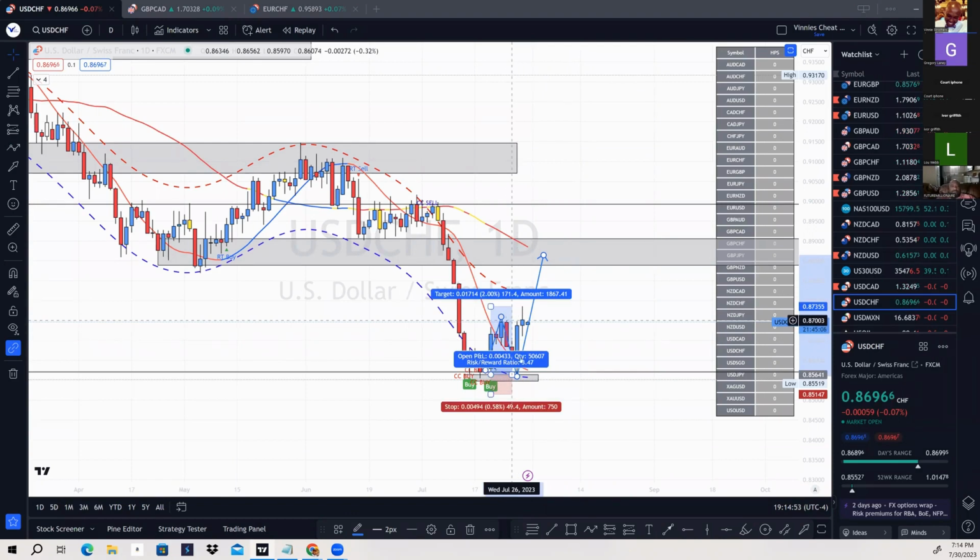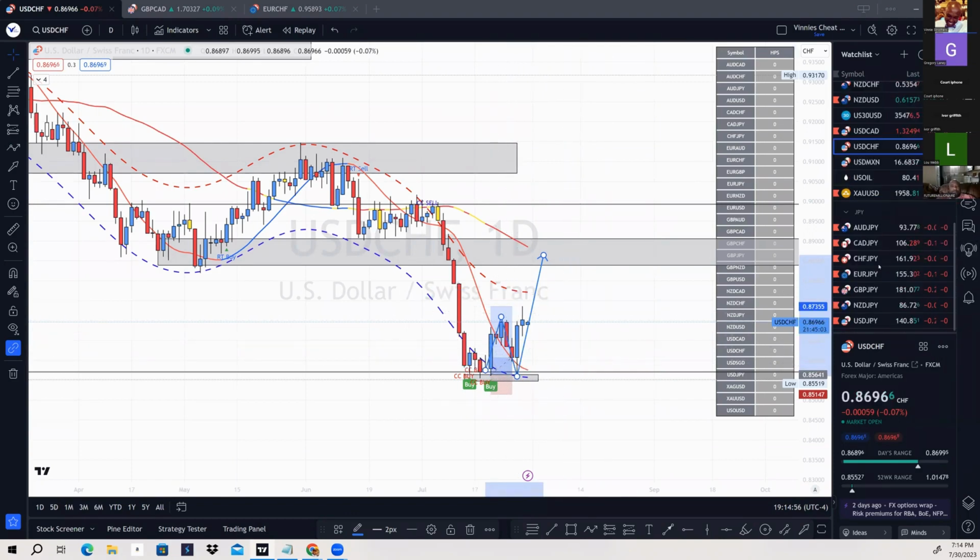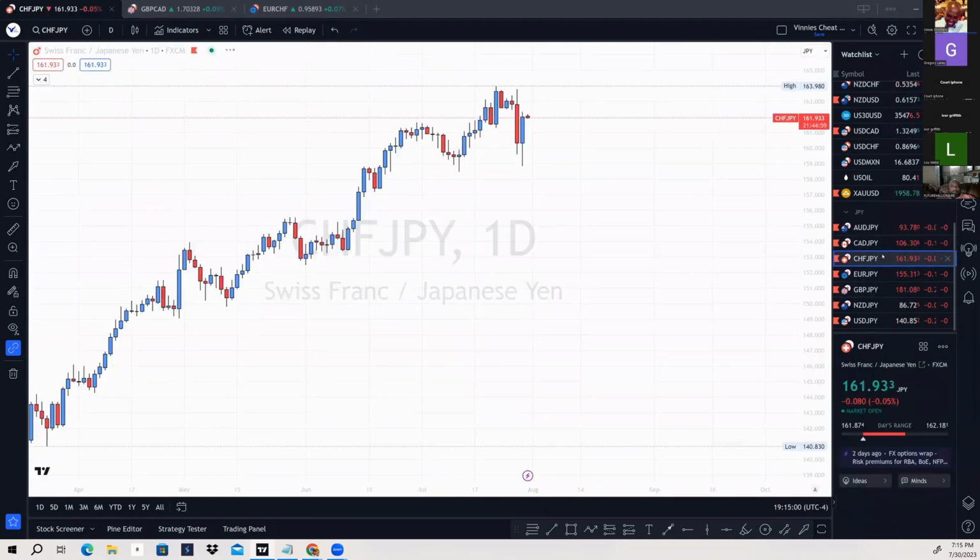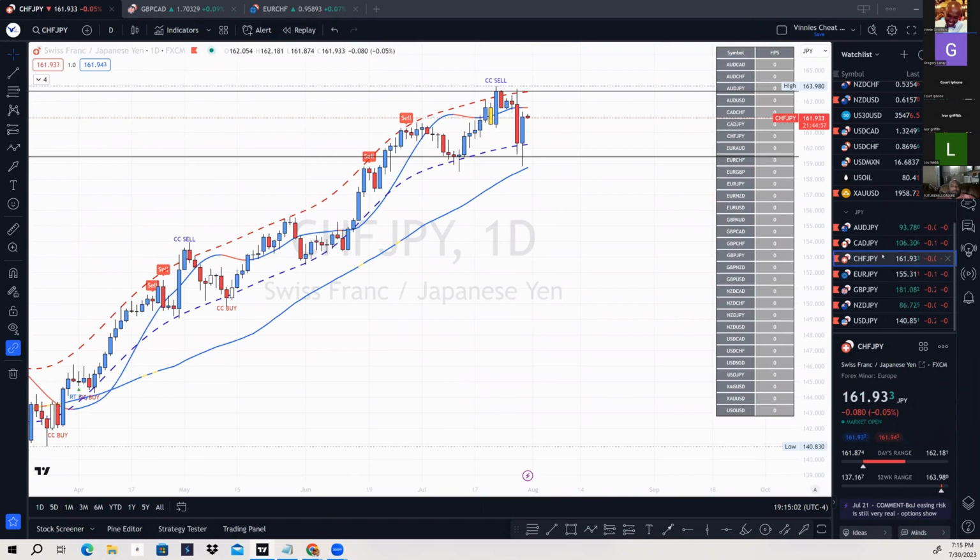Okay. Now let's take a look at our last pair that I see that we can trade this week, which is going to be Swiss JPY. Okay, CHFJPY.